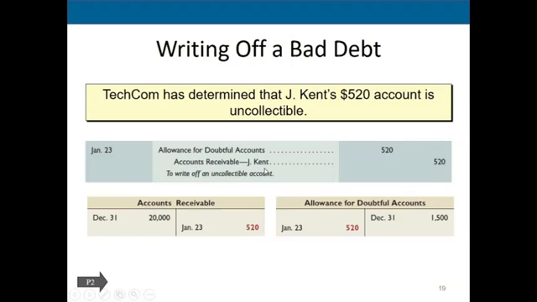So what we're going to do is we're going to take his receivable off the books with a credit, and we're going to push the debit now into our allowance. It now uses up some of our allowance or our reserve for doubtful accounts, and that's exactly why we call it an allowance. We've already reserved about $1,500 to be used up, and now we're using up $520 of it.